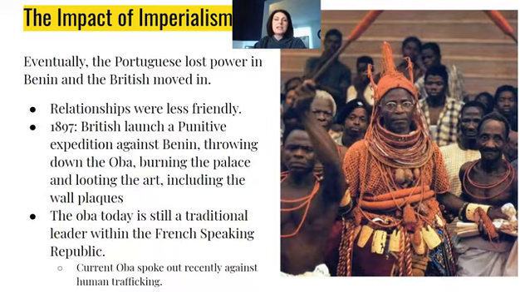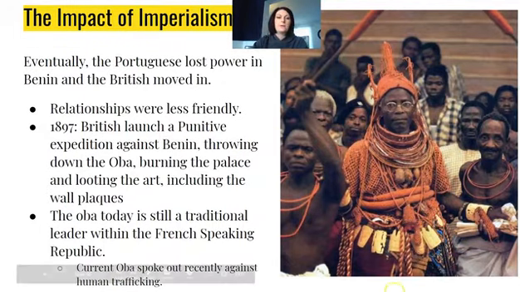And in 1897, they launched a punitive expedition, which means this was meant to punish the Benin for not treating the British the way that they felt they should be treated. They overthrew the Oba, they sent him into exile, they burned down the palace, and they took the wall plaques. And the plaques have ended up all over the world. In fact, the St. Louis Art Museum has a piece of Benin brass. And the British by far have the number one collection of the Benin plaques that they feel that they should have back.